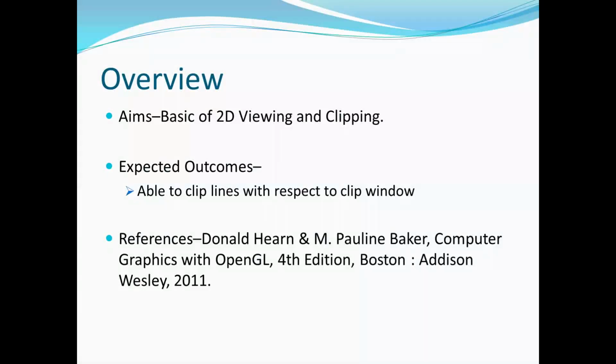After going through this lecture, you will be able to clip lines with respect to the clip window. So this is the basic objective and the corresponding outcome for this lecture.